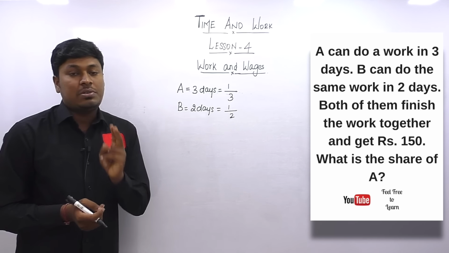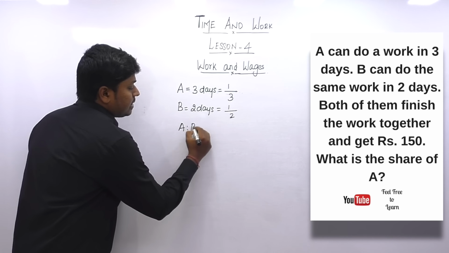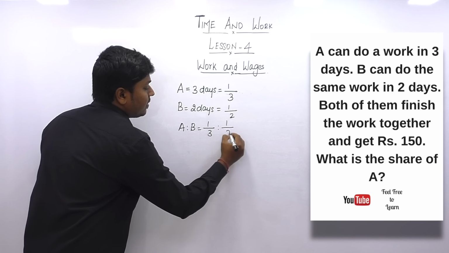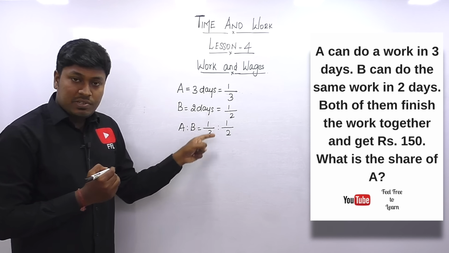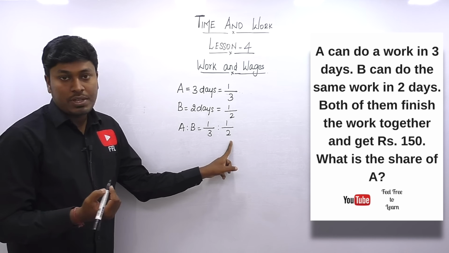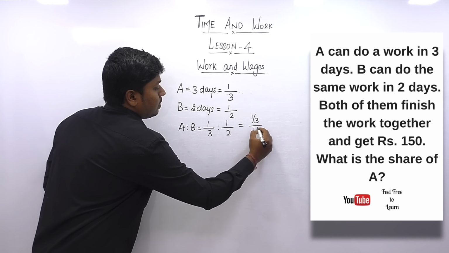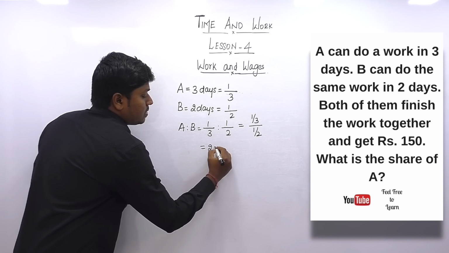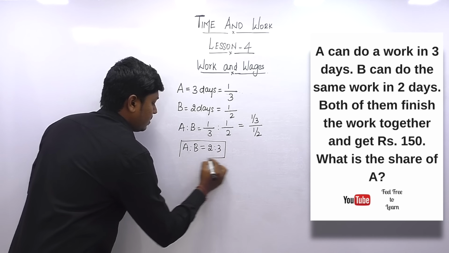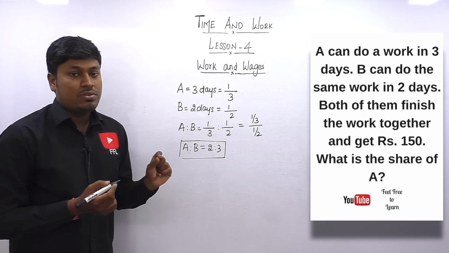Step number 2 is to find the ratio of A is to B. So A is to B is equal to, A's 1 day work will be 1/3, B's 1 day work will be 1/2. So 1/3 is to 1/2. Meaning A is to B, or A divided by B, both are the same. So when you divide 1/3 by 1/2, this becomes 2:3. So finally, we got a ratio, that is A is to B is equal to 2:3.